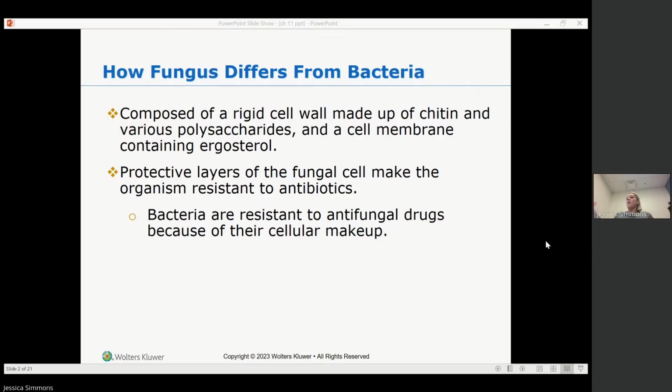So antifungal agents, your ATI book actually does a really good job at summarizing what you need to know and what is important. So chapter 11 is just kind of going over the overview. What is a fungus? How does a fungus differ from bacteria?